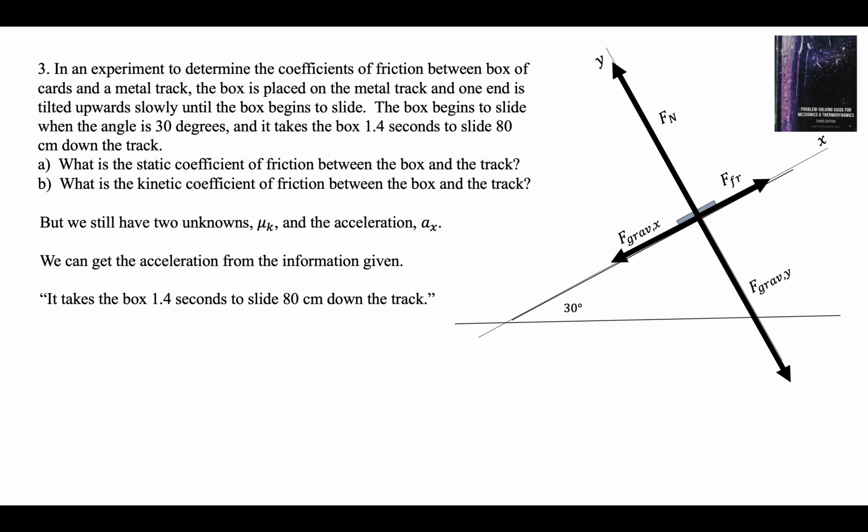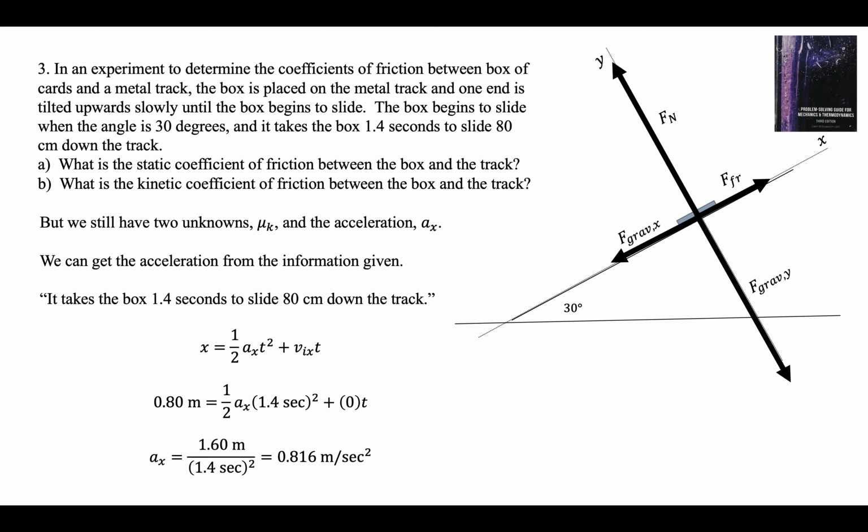It takes the box 1.4 seconds to slide 80 centimeters down the track. So now we can use kinematics, one half a t squared plus v initial x t. The distance is 0.8 meters. The time is 1.4 seconds. The initial speed is 0. We can solve for the acceleration. 0.816 meters per second squared.